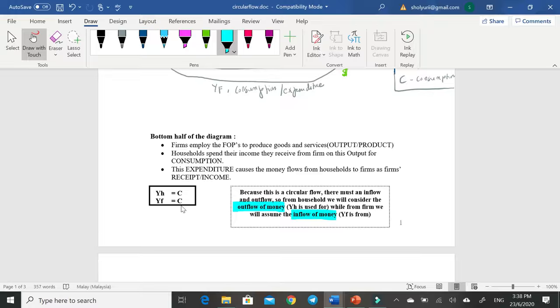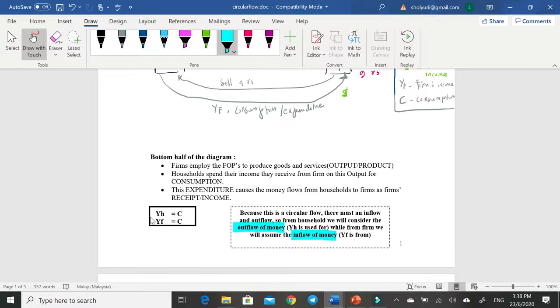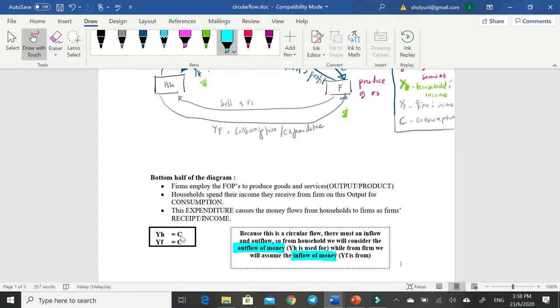So kat sini awak akan dapat equation ni. YH maksudnya household income equals to C. Sebab bila household dapat income dia akan gunakan untuk C. C is consumption, untuk berbelanja. Because sekarang ni simple economy, tak ada government, tak ada rest of the world. Duit household semata-mata untuk berbelanja. So YH is equals to C.